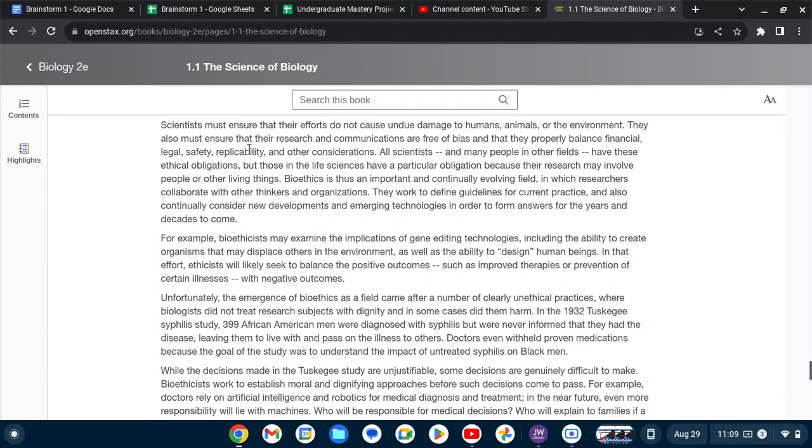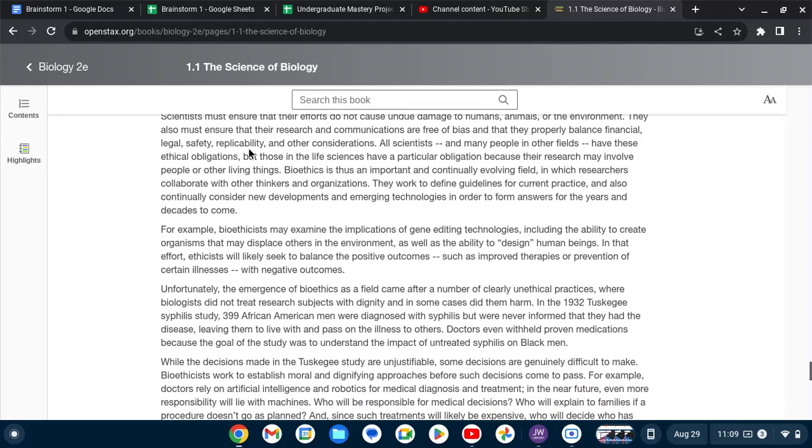Scientific ethics. Scientists must ensure that their efforts do not cause undue damage to humans, animals, or the environment. They also must ensure that their research and communications are free of bias and that they properly balance financial, legal, safety, replicability, and other considerations. All scientists and many people in other fields have these ethical obligations, but those in the life sciences have a particular obligation because their research may involve people or other living things.